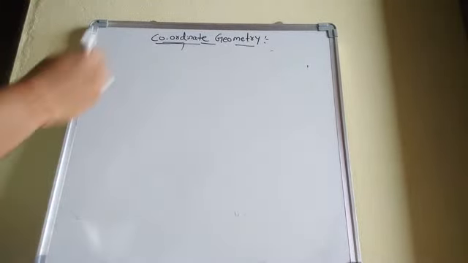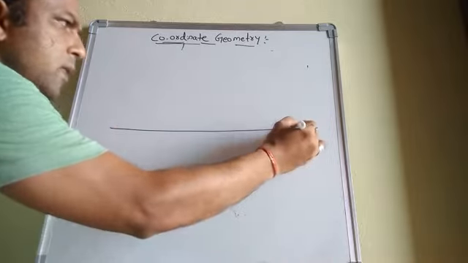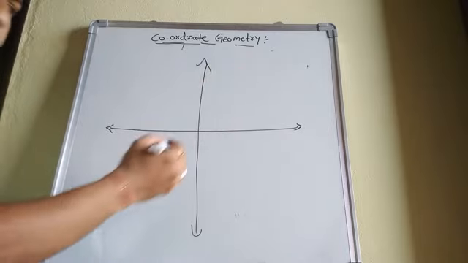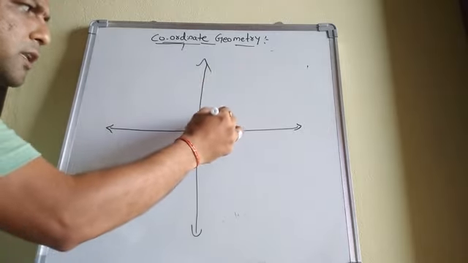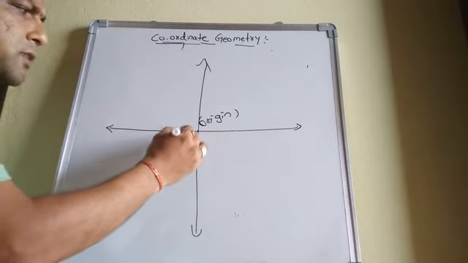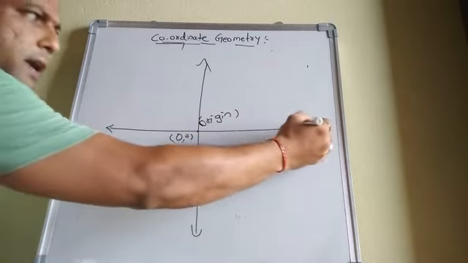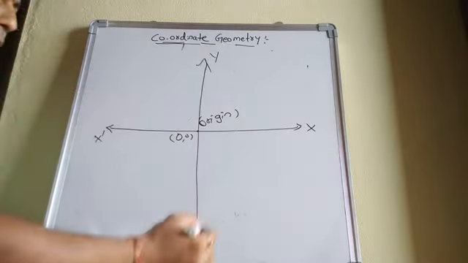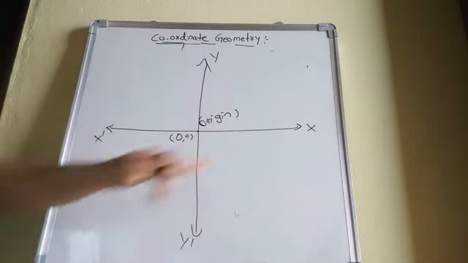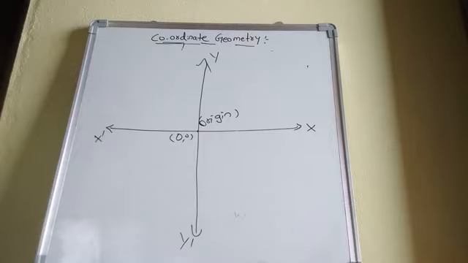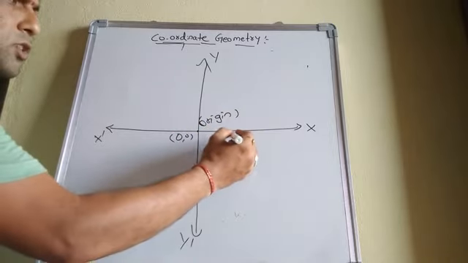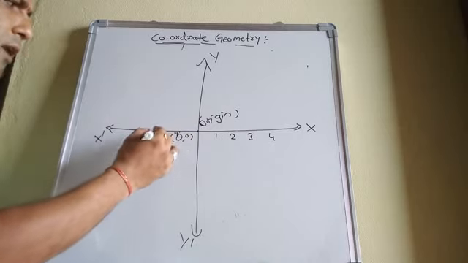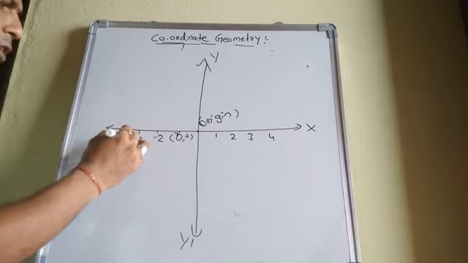If you have drawn both the axes on a plane in this manner, at this point we have the origin, which we represent as 0, 0. This is the x axis, x, and to this side x dash, and to the top y and y dash. To this side we will be representing all positive numbers 1, 2, 3, 4, and so on, and to this side all negative numbers -1, -2, -3, -4, and so on.